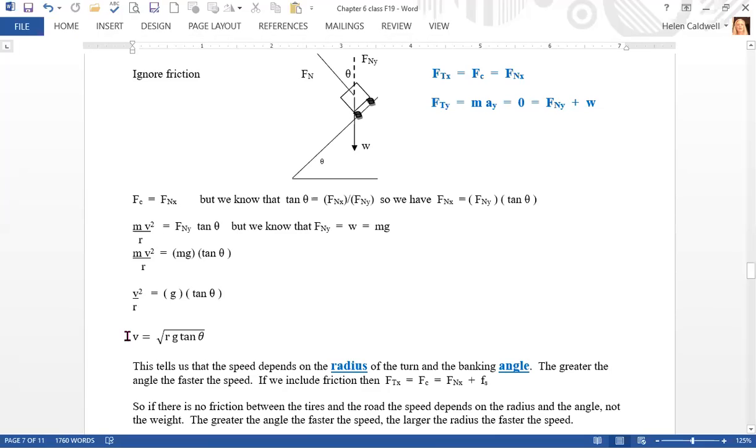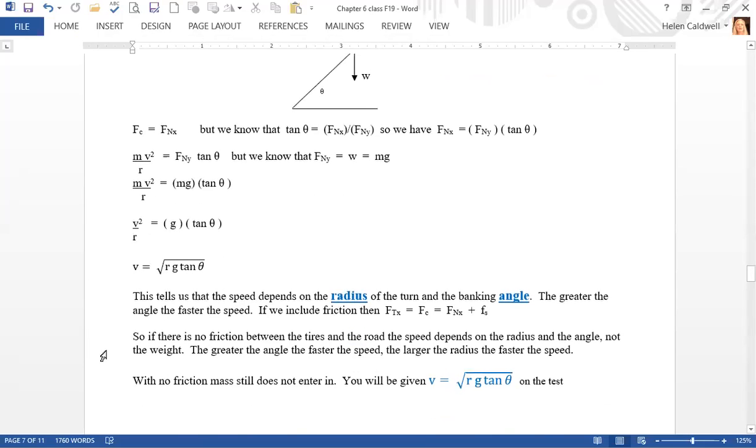So speed is going to depend on the radius of the turn. We've already talked about that. The tighter the turn, R would be a small number, so we go slower. And theta, the bigger your banking angle, the faster you're going to need to go.